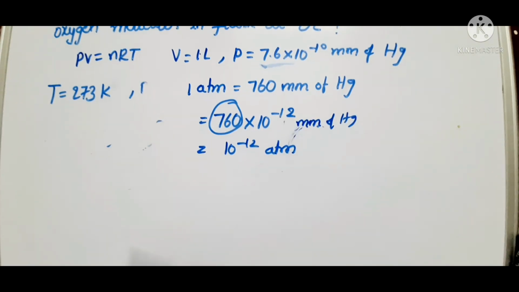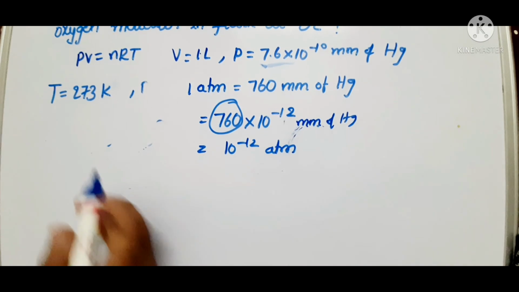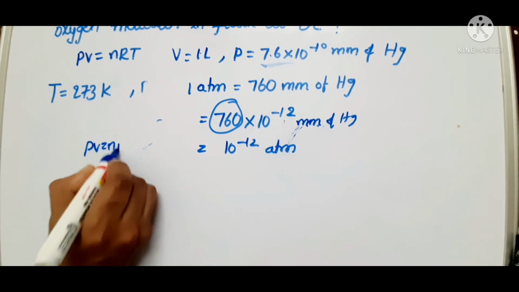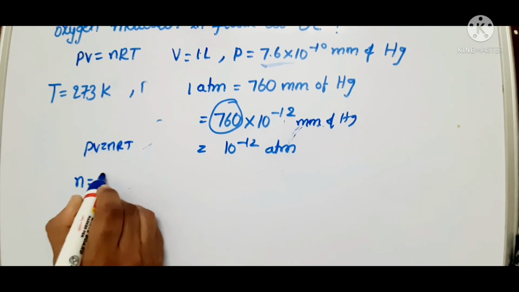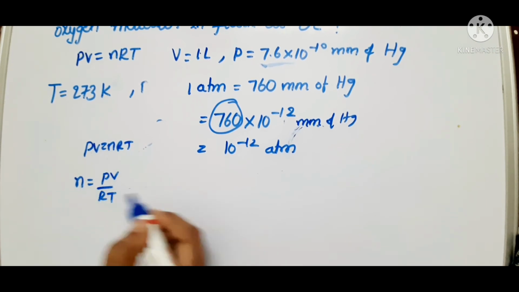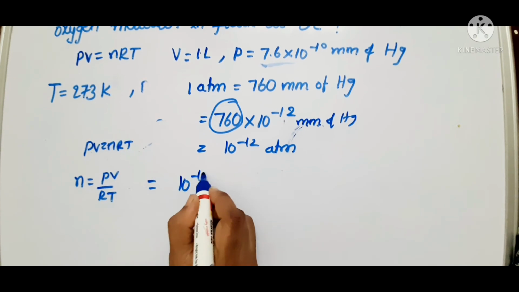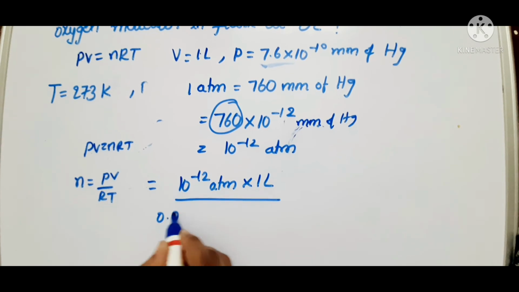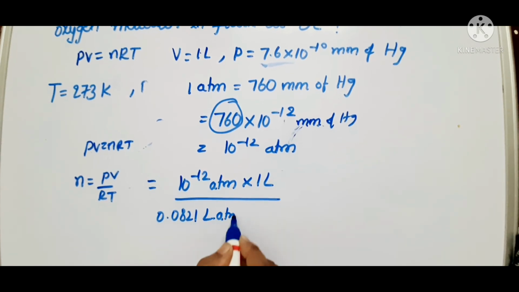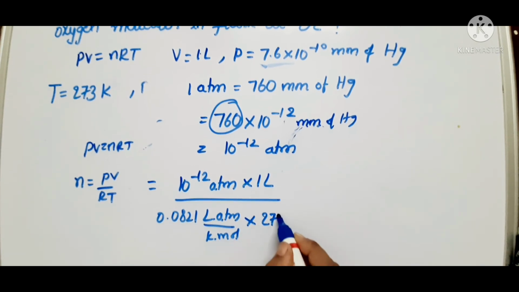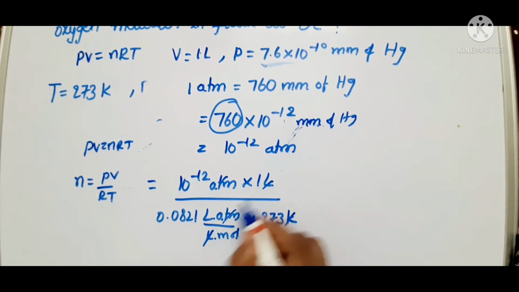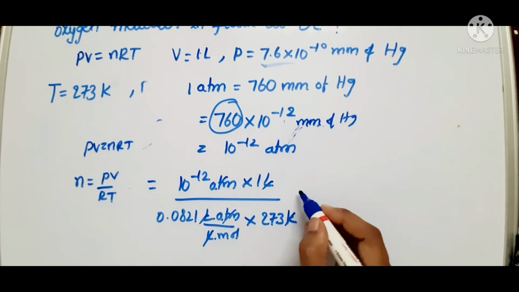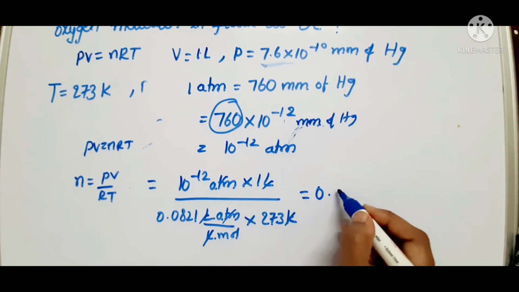Now substitute these values in the given ideal gas equation. What is the ideal gas equation here? PV is equal to nRT. From this you can calculate n equal to PV by RT. Right? Substitute these values. What is P? 10 power minus 12 atmosphere into 1 liter volume, divided by what is R? 0.0821 liter atmosphere per Kelvin mole into T. What is T? 273 K. So Kelvin will be cancelled. Atmosphere and liter will be cancelled. So what will you have?